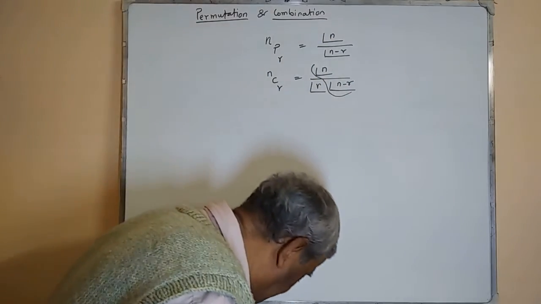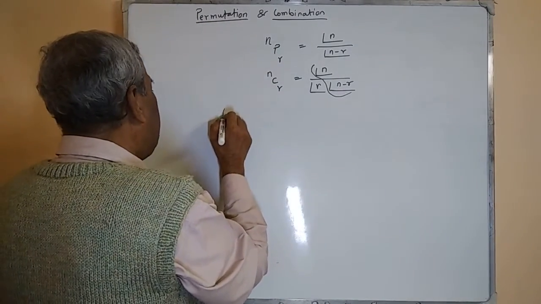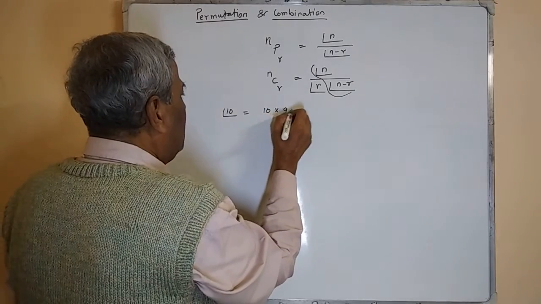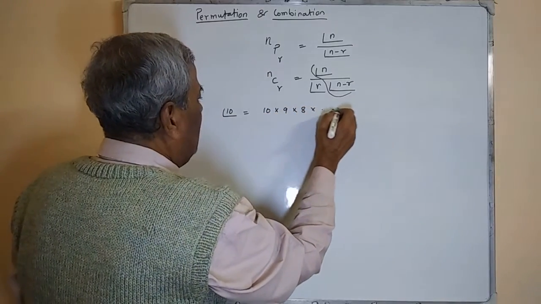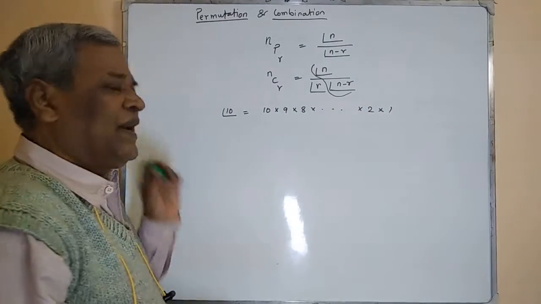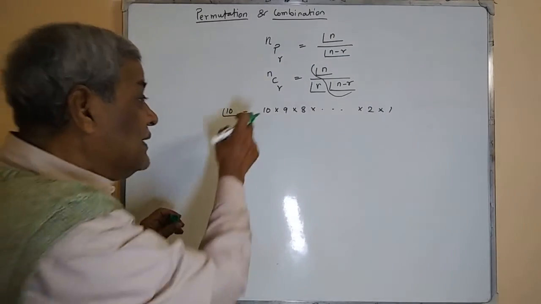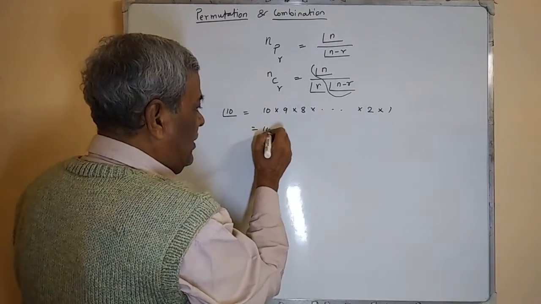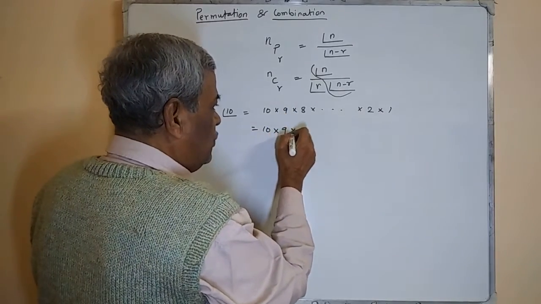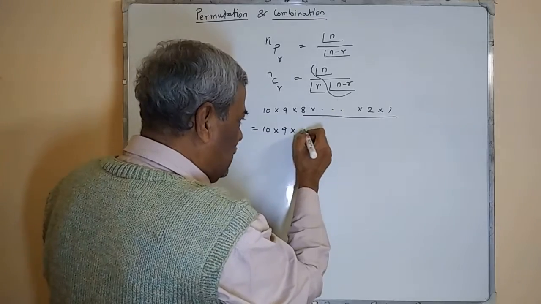About the notation factorial, I think you know it. Say factorial 10 is equal to 10 into 9 into 8, this way up to 2 into 1. This is factorial 10. It means from 1, then 2, then 3 up to 10. This can be arranged as 10 into 9 into 8, then 7, 6. So it is factorial 8.